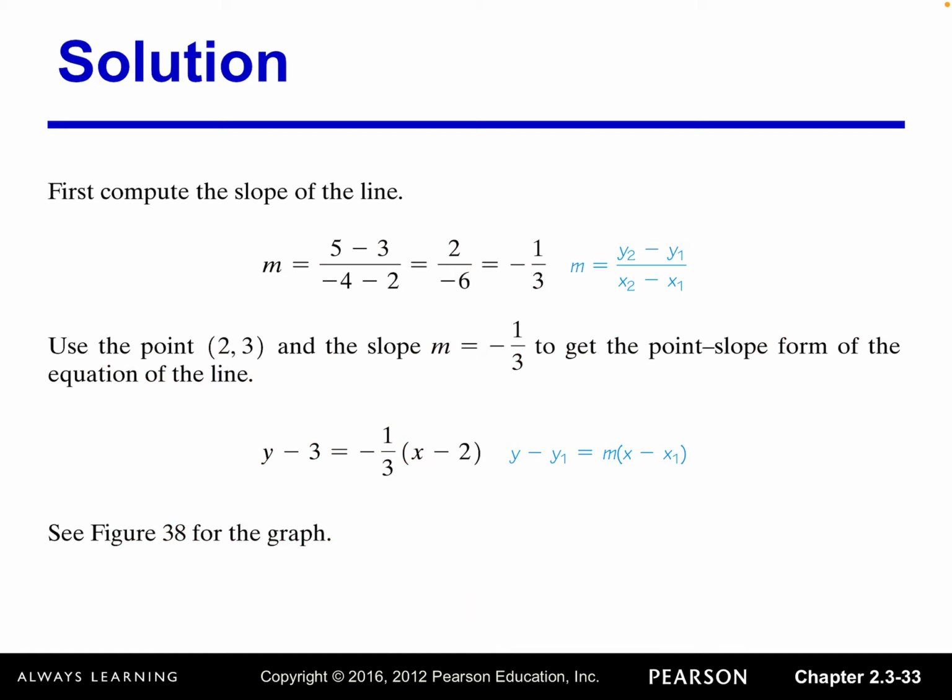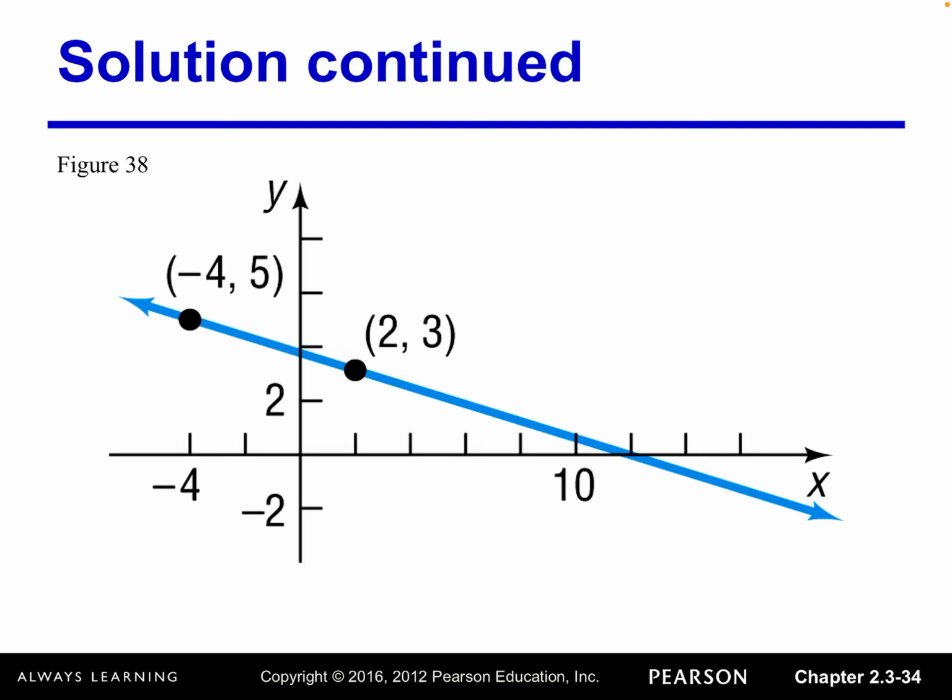And the book, after plugging into the point slope form, doesn't simplify, but I showed you both simplified. And for the graph, given 2 points, we can plot the 2 points, and then use a straight line to connect the 2 points, and then we can graph the line. So this line represents the equation.